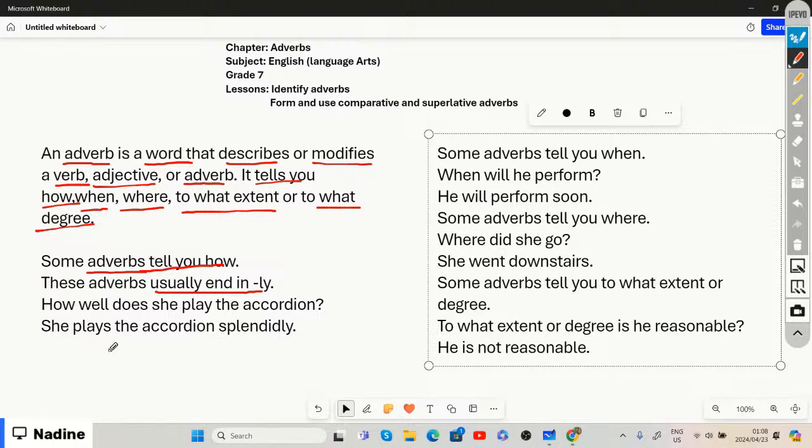So, for example, it says, how well does she play the accordion? That is almost like the question that is being asked. How well does one play the accordion? Or how did she play the accordion? Now I say, she played the accordion splendidly. So the word splendidly, that is our adverb.